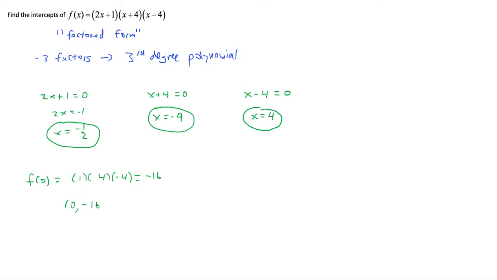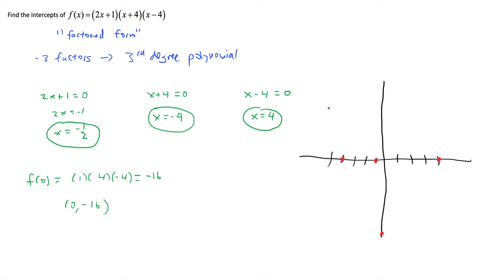Now, the problem does not say to graph this, but we can graph this. It's just going to be a rough little sketch. So what can we conclude here, right? Well, I know where my x-intercepts are, at negative 1/2, at positive 4, and negative 4. I know that I'm going to have a y-intercept at negative 16. I'm just going to eyeball this one here, negative 16. But the key is, what's the graph doing?